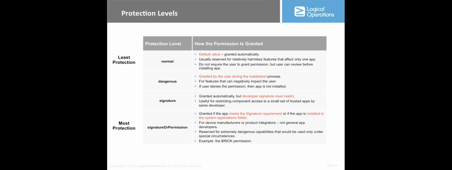Or the highest protection, signature or system permission, meets the signature requirement, or the app is installed in the system's application folder, which is a protected zone within the architecture. So if it's installed in the applications folder, then it will at that point become trusted based on the permission level that you allowed at install. Okay, does that make sense?